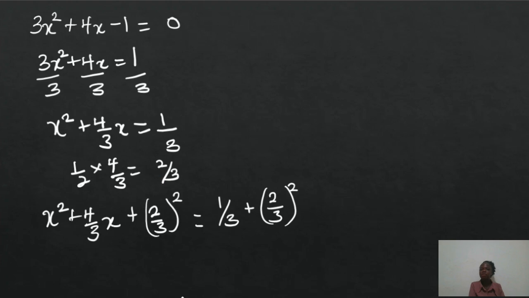Now after getting this, you are going to take the terms that are squared, then you add those two terms, then you square all of that. So from here, the terms that are squared are x and then 2 over 3. So you are going to take this x here and then the 2 over 3 here, add them and then square all of that. So you are going to get x plus 2 over 3, all of this squared, to be equal to 1 over 3 plus 2 over 3 all squared, which is going to give us 4 over 9.